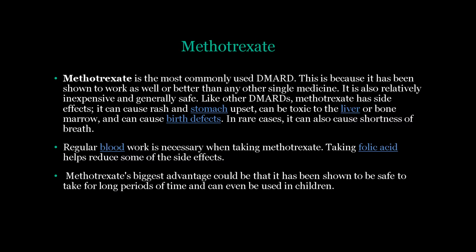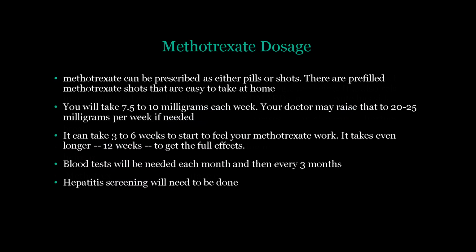Methotrexate is the third commonly used DMARD. This is because it has been shown to work better than any other single medicine. It can cause rash and skin upset, and it causes birth defects. Regular blood work is necessary when taking methotrexate. Taking folic acid helps reduce some of the side effects. Its dosage is 7.5 to 10 milligrams each week. Actually, it's 15 milligrams each week. It can be taken 3 to 6 weeks.